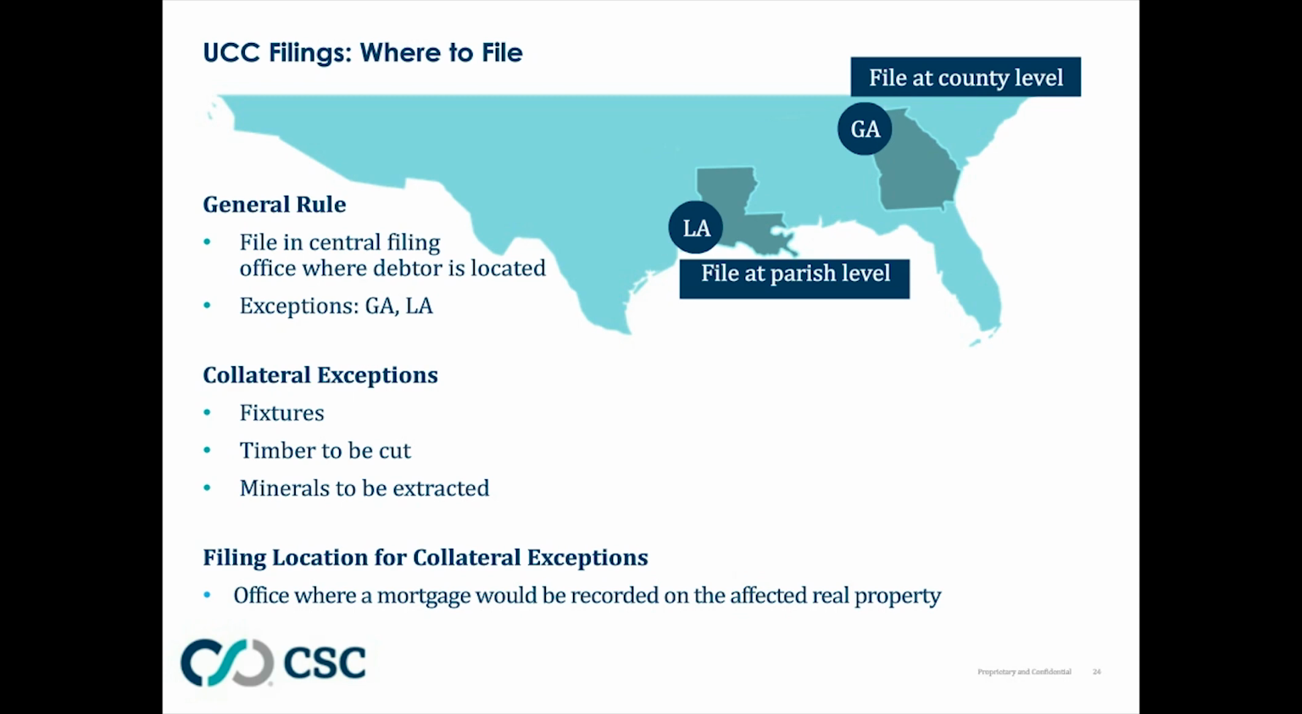What that also means is that for these three collateral exceptions, you'd want to file in the office where a mortgage would be recorded on the affected real property. Those are indexed differently than the standard UCC filing, so you'd want to file accordingly in those recording offices.